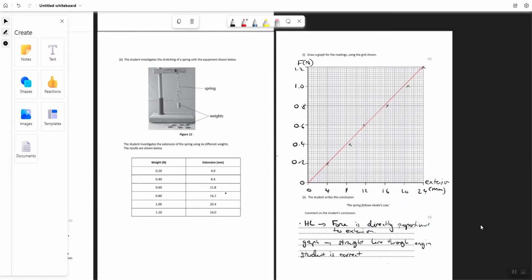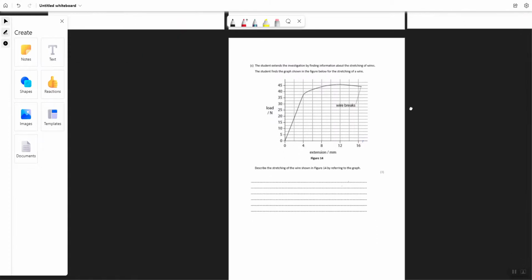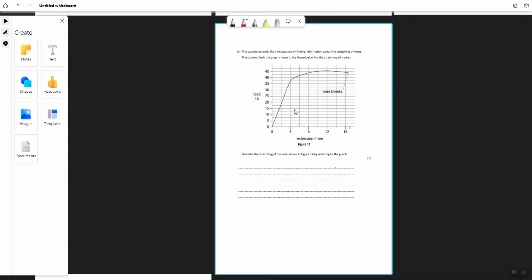Okay, so then we have the student extends the investigation by finding information about stretching of wires. We have: describe the stretching of the wire shown by referring to the graph. So again, key instructions. Make sure you pay attention to instructions. Referring to the graph, that's important. So what can we say about it? Initially, we're going to follow Hooke's law. We've got initially a straight line, or it's directly proportional, whatever. So that's our initially following Hooke's law.